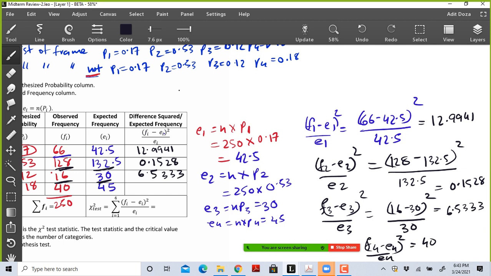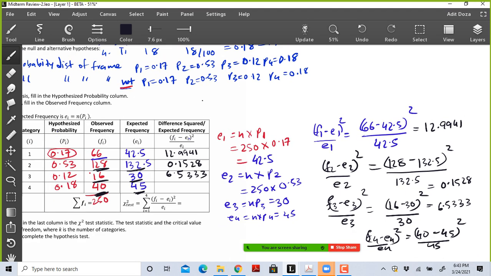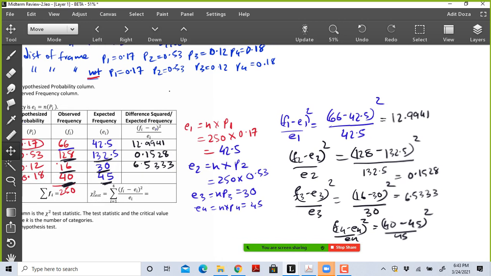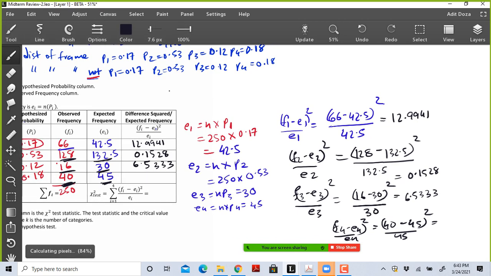40, right? 40 minus 45 squared, divided by E4. So E4 is 45, right? So divided by 45. If I write it down here, that gives us 0.5556. Then you sum all the chi-square terms, you add them up, and that gives your chi-square test statistic.